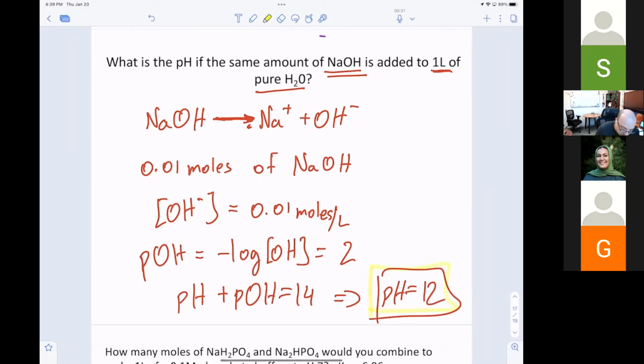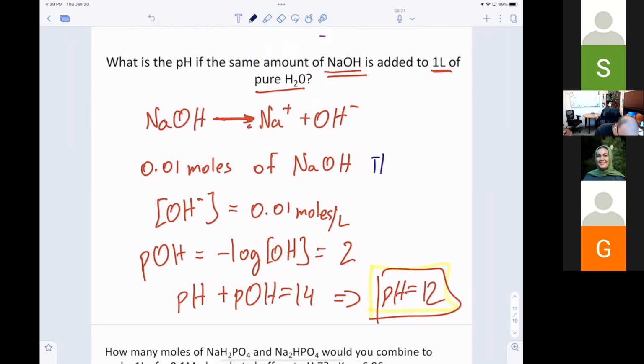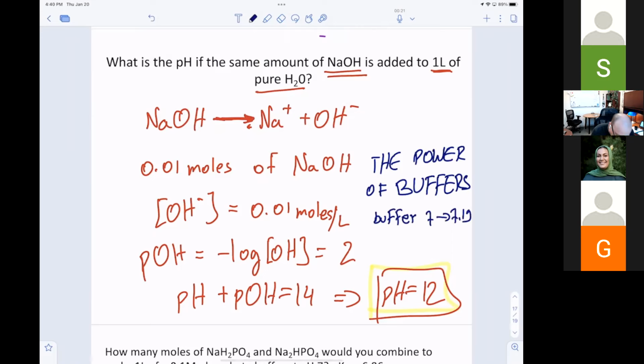Right? Why am I showing you that? I want to show you that because I really want to emphasize the power of buffers. What's the definition of buffer? To resist the pH change. What happened here? I added exactly the same amount of NaOH, exactly the same amount, 1 ml. In the buffer, the pH raised from 7 to 7.19. But in H2O, the pH raised from 7 to 12.